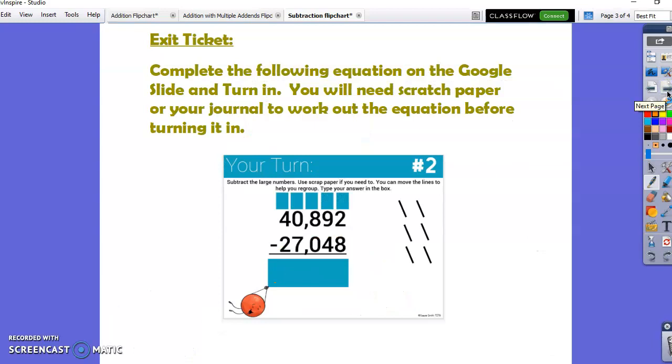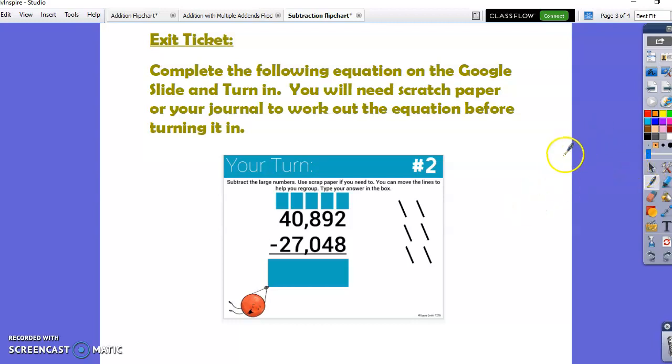All right, so this next step is your exit ticket. Before you leave me, make sure that you listen to the next 2 steps. So on your Wednesday or Thursday, number 2, you have your exit ticket, which is 40,892 minus 27,048. You will need to complete the following equation on your Google slide and turn it in. You will have to do the work on scratch paper or in your journal to work it out, the equation, before you actually turn it in.